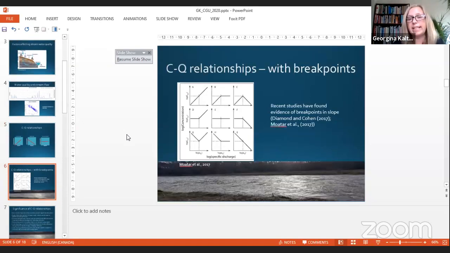Now, recent studies have found evidence of a breakpoint in slope. That's to say that instead of these relationships being monotonic, there could be a breakpoint in the slope, and the slope could change at a certain flow threshold. Taking this into account, you can end up with 9 different CQ shapes.